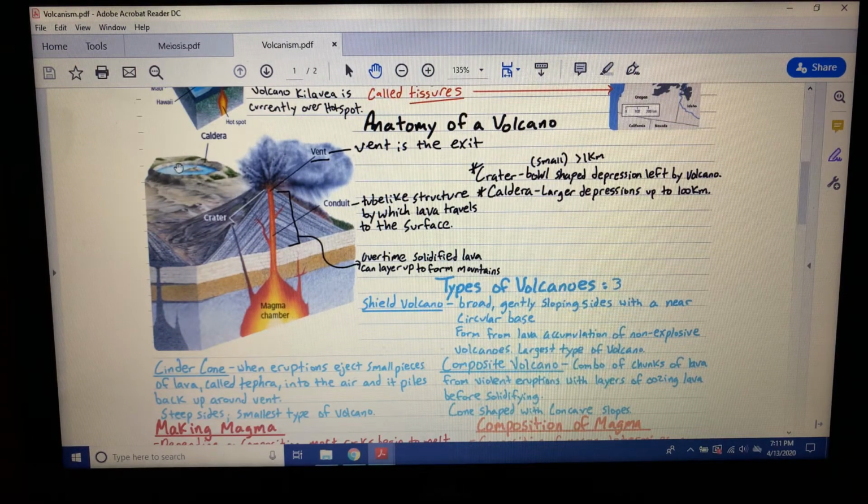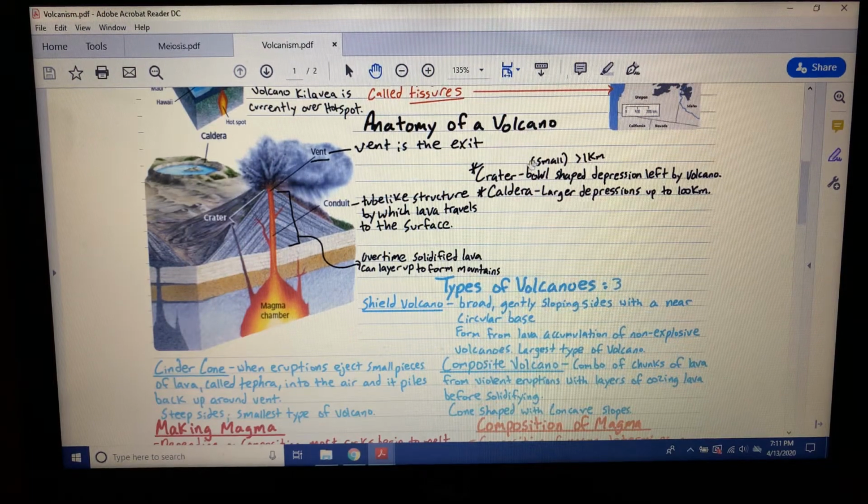The caldera is going to be a large depression. It can be up to 100 kilometers. Doesn't have to be right at 100 kilometers. It can be less than, but it can be up to that as well. And these are depressions or bowls that were left behind from older volcanoes.